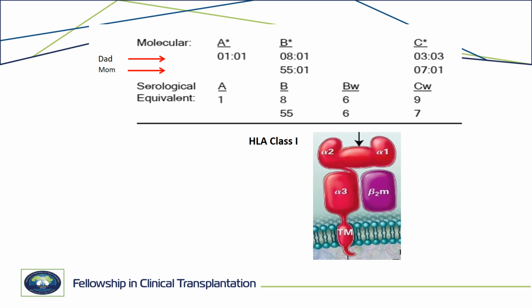Another reminder that we only do HLA typing for the alpha locus for the HLA class 1. We don't do it for the beta 2 microglobulin because it's monomorphic. However, the alpha gene is polymorphic, and you need to identify which allele the patient or the donor has.